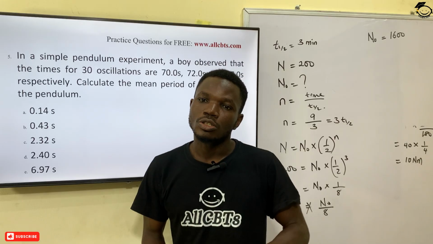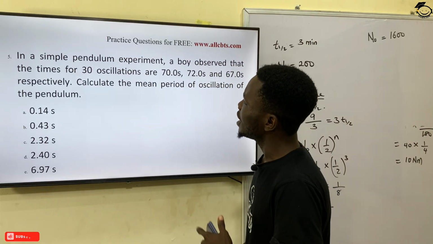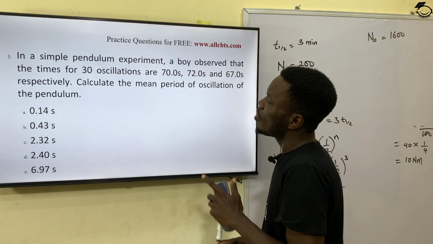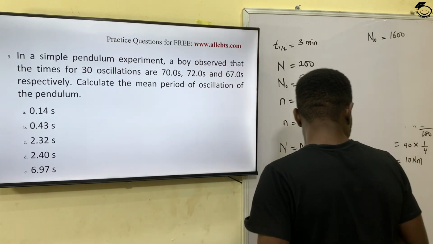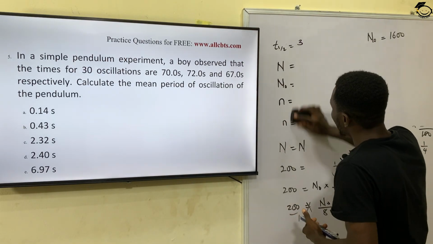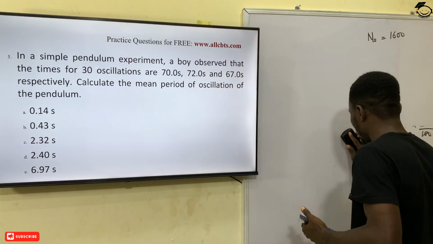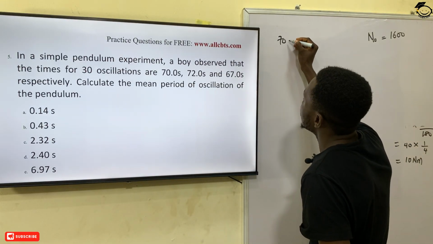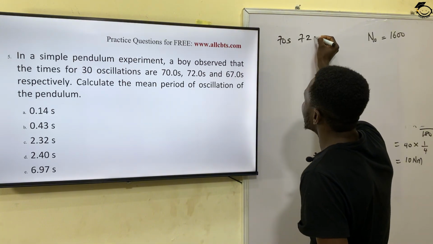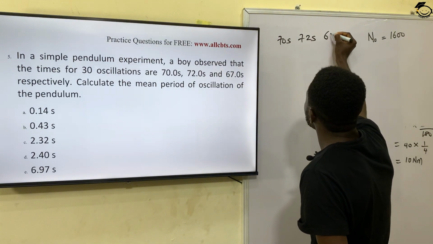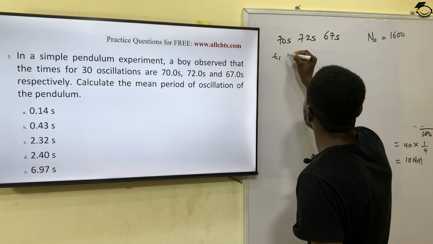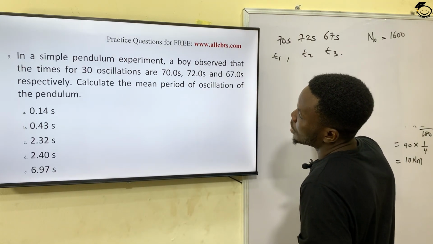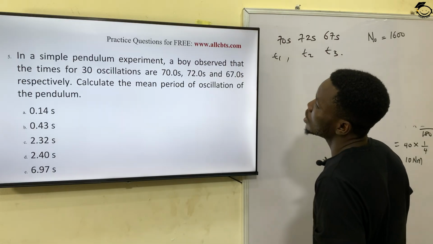So that takes us to question number 5, which says, in a simple pendulum experiment, a boy observed that the times for 30 oscillations are these. So we have the time for 30 oscillations as 70 seconds, 72 seconds, and 67 seconds. This is T1, this is T2, and this is T3, given in the question, respectively. Calculate the mean period of oscillation of the pendulum.